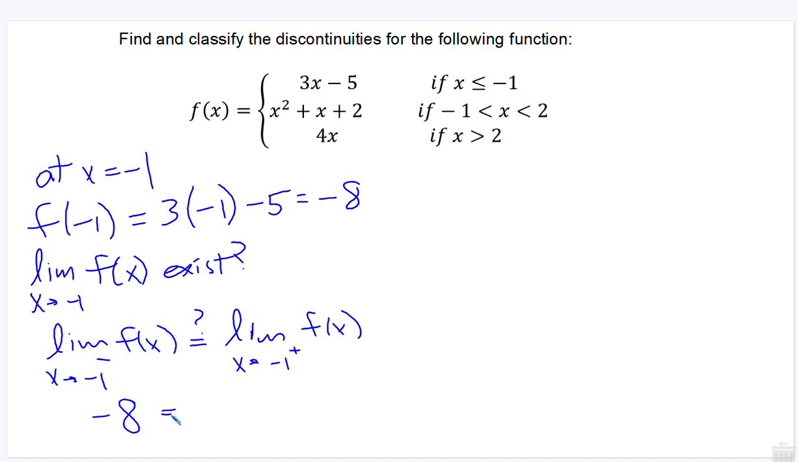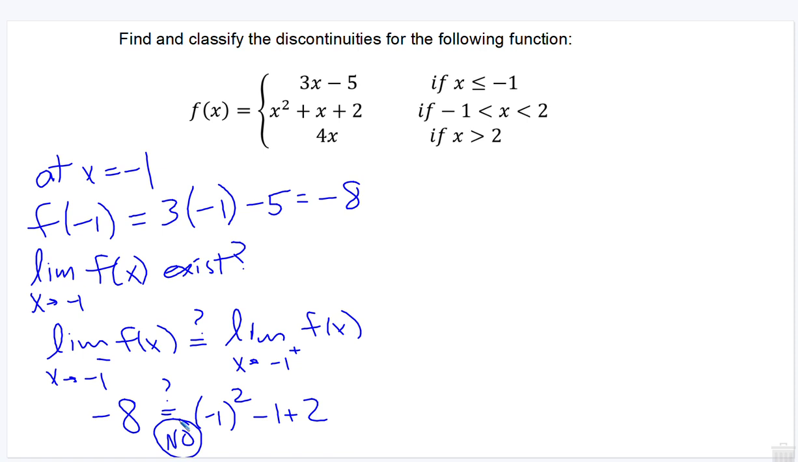And on the right-hand side, as we approach negative 1, when x is greater than negative 1, that's when we're approaching negative 1 from the right. So we would need to plug that into the x squared plus x plus 2. So we'd say, is negative 8 equal to negative 1 squared minus 1 plus 2? Well, I think very clearly there the answer is no. Negative 1 squared is 1. 1 minus 1 is 0. And 0 plus 2 is 2, which is certainly not negative 8.